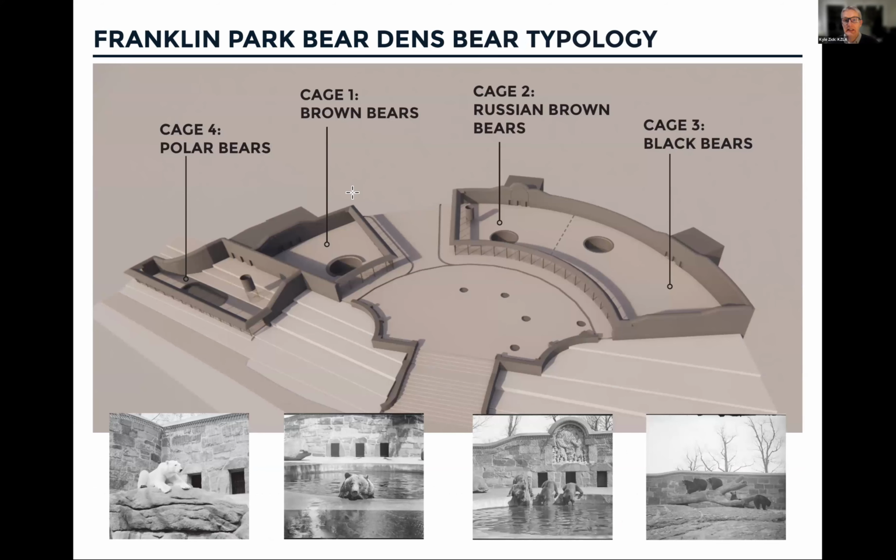And we know what species of bears were in each cage. So cage 1, the brown bears, Russian brown bears in cage 2, black bears in 3, and polar bears in 4.